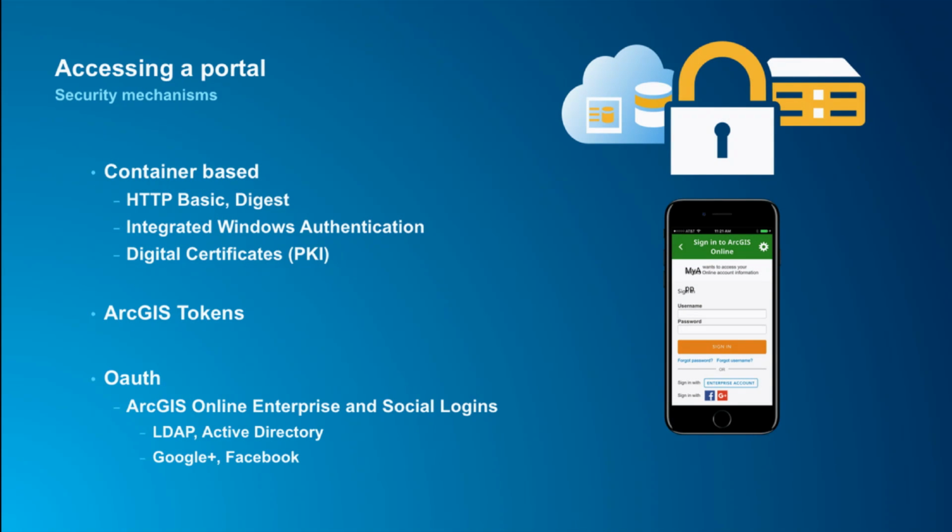The portal provides a number of different ways to authenticate users, and uses a number of different security mechanisms, right from container-based security that a lot of us are familiar with, HTTP Basic, Digest, or Windows authentication, or PKI, which uses digital certificates, to OAuth. And OAuth is really great because it's so secure, because when people log into apps that use OAuth, they're not providing credentials to that app developer. They're actually providing credentials to the organization that's implemented the OAuth. In this case, ArcGIS Online, or maybe your on-premise portals.